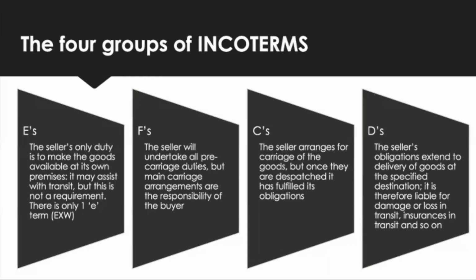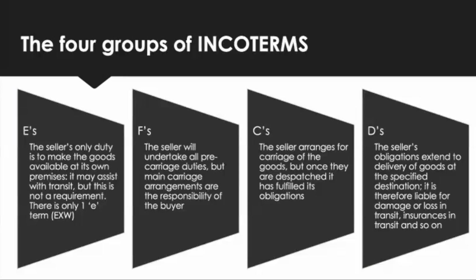If I go to the other end of this now, because the D is the complete opposite to the E, the D is the responsibility of the seller for everything, all the costs and responsibilities for the entire journey, all the way to the buyer's premises. So the E is the buyer's responsibility, the D is the seller's responsibility. So they're liable for the damages and the losses in transit, the insurance, and so on.